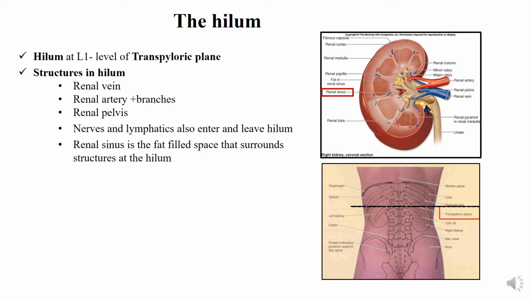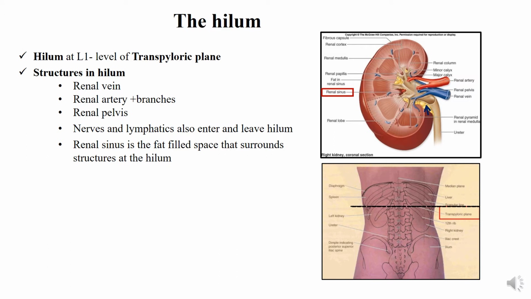As I have explained before, we have two borders of the kidney: the lateral border and the medial border. At the medial border of each kidney, there is a vertical cleft, and this is called the renal hilum. It is approximately at the level of the first lumbar vertebra.